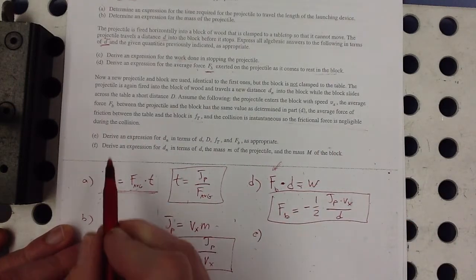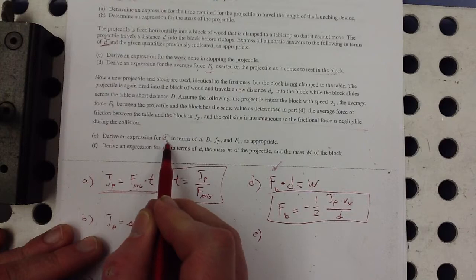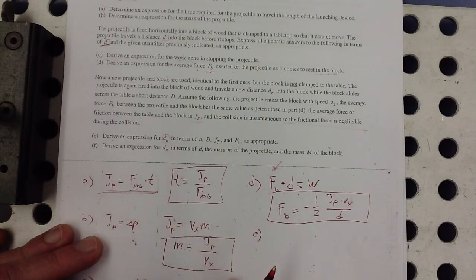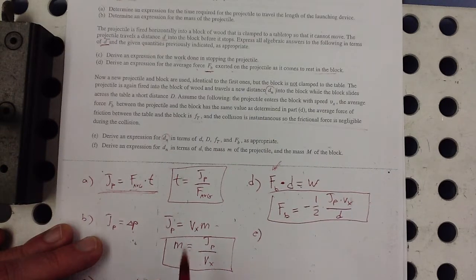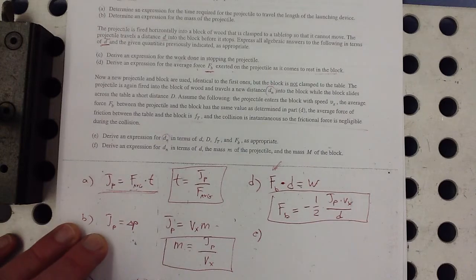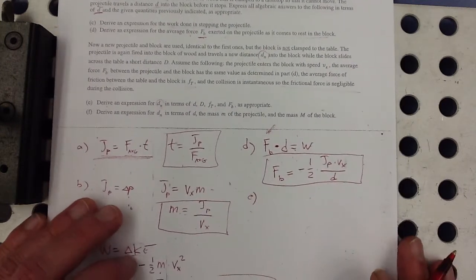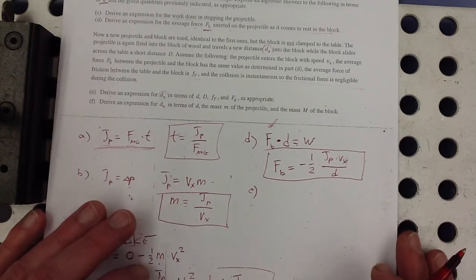All right, so derive an expression for dn, that's how far the block slides. No, I'm sorry. That's how far it goes into the block, in terms of d, ft, and fb as appropriate. Okay, well, let's think about what's going on here. This is an energy problem again.